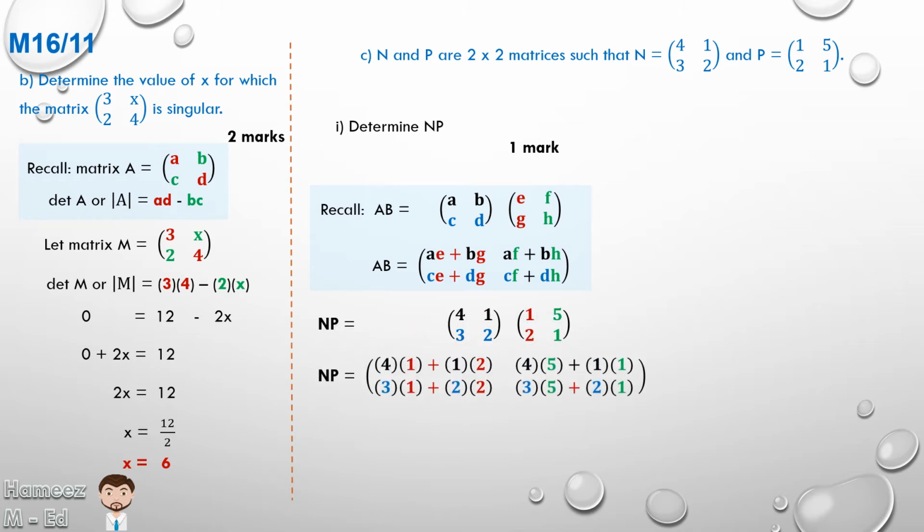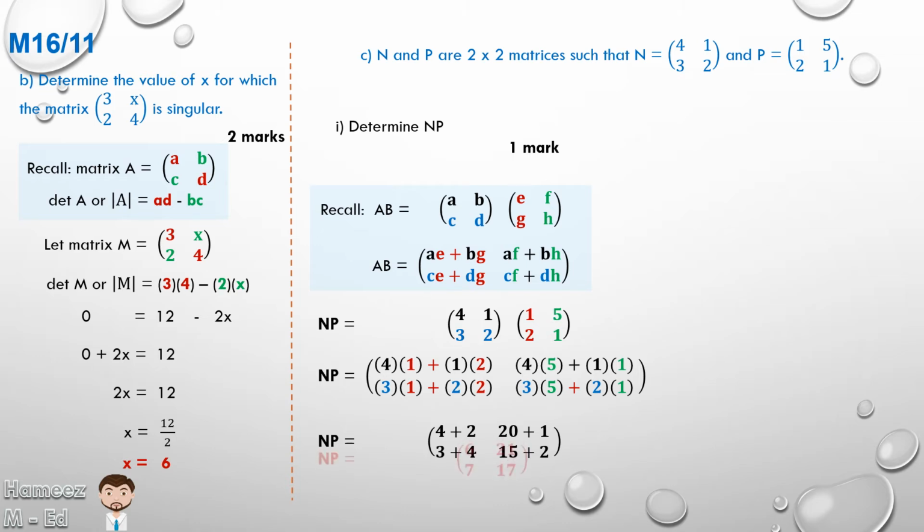So it'll be 4 times 1 plus 1 times 2. And then for the second item, 4 by 5 plus 1 by 1. And then blue by red, 3 by 1 plus 2 by 2. And then blue by green, 3 by 5 plus 2 by 1. And we can simplify. 4 ones are 4 plus 1 by 2 is 2. So that's for the first item. And then 4 by 5 is 20 plus 1 by 1 is 1. And then 3 by 1 is 3 and 2 by 2 is 4. And then 3 by 5 is 15 and 2 by 1 is 2.